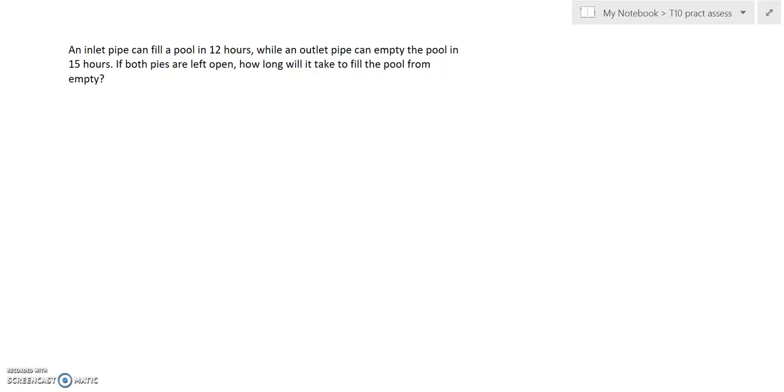All right, to solve this problem, I have a couple things going in. I have this pool, and I have a pipe that's filling it. It takes 12 hours. Then I have another pipe that's emptying it, and that takes 15 hours. So I have an inlet pipe, and I have a separate outlet pipe. And that's a T, inlet.